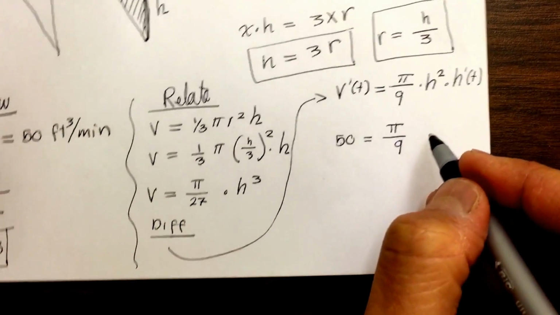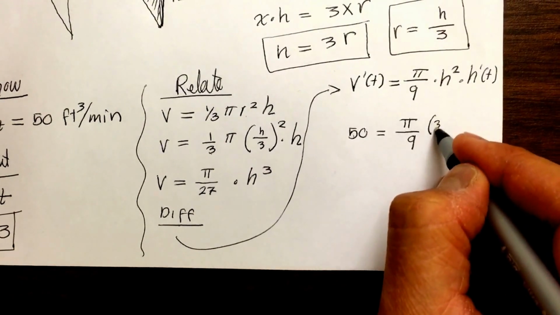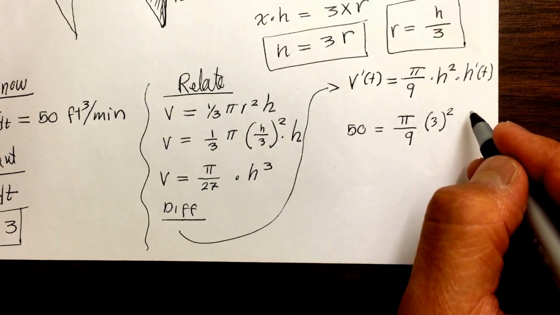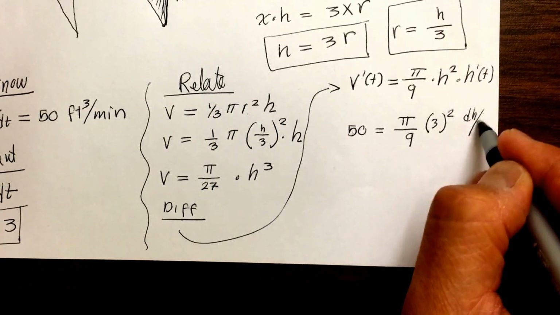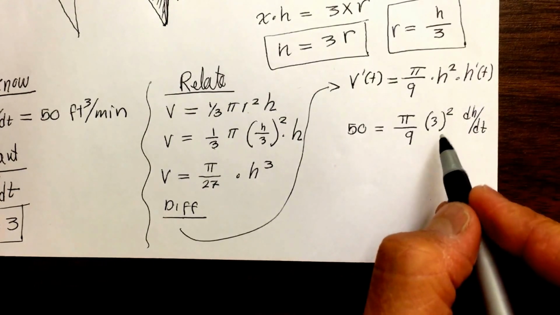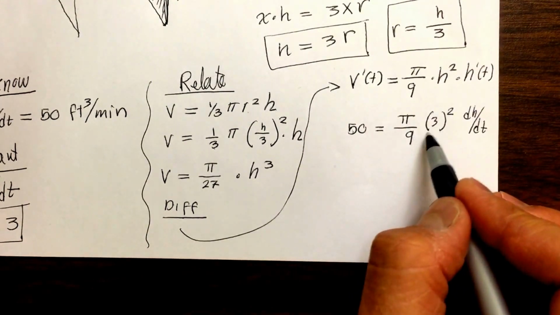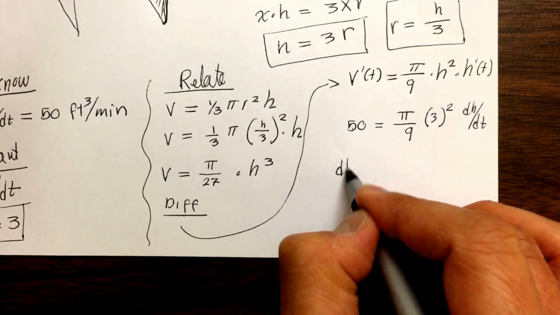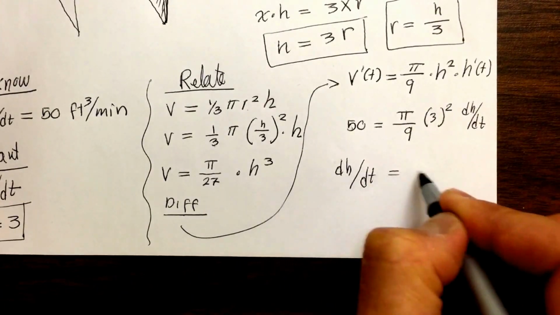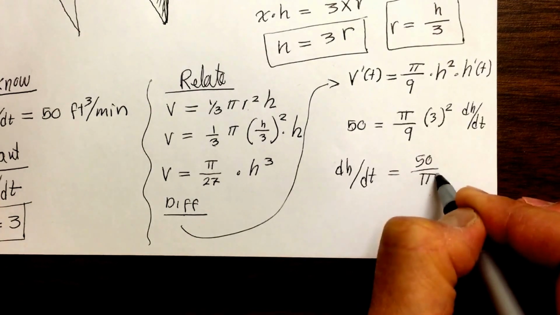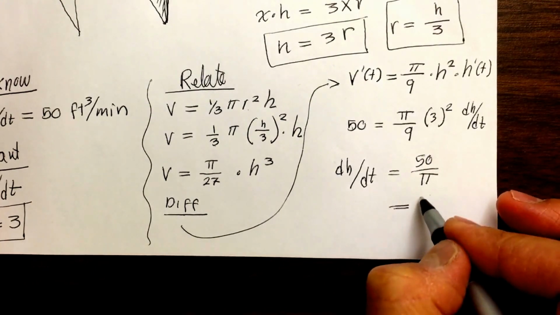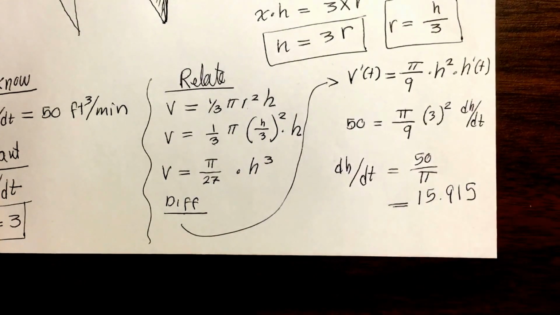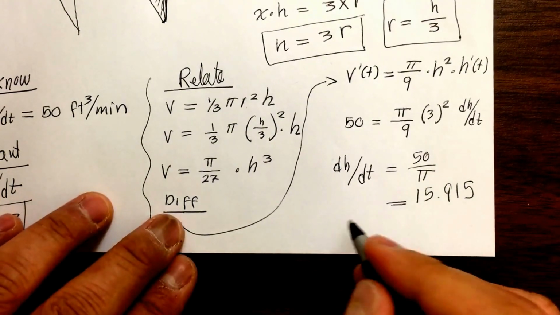We know that h is 3. And then we're looking for h prime, because that's what we want. So we're looking for h prime. Now this is 9 over 9, so that will go away. As you can see, the change in the height is going to be 50 over pi. That's left over. And 50 over pi is about 15.915. So your answer choice is C.